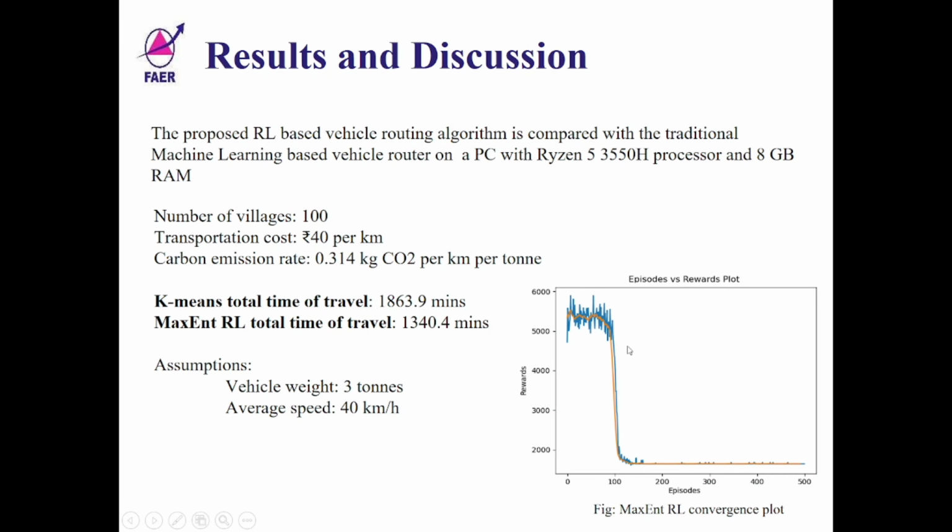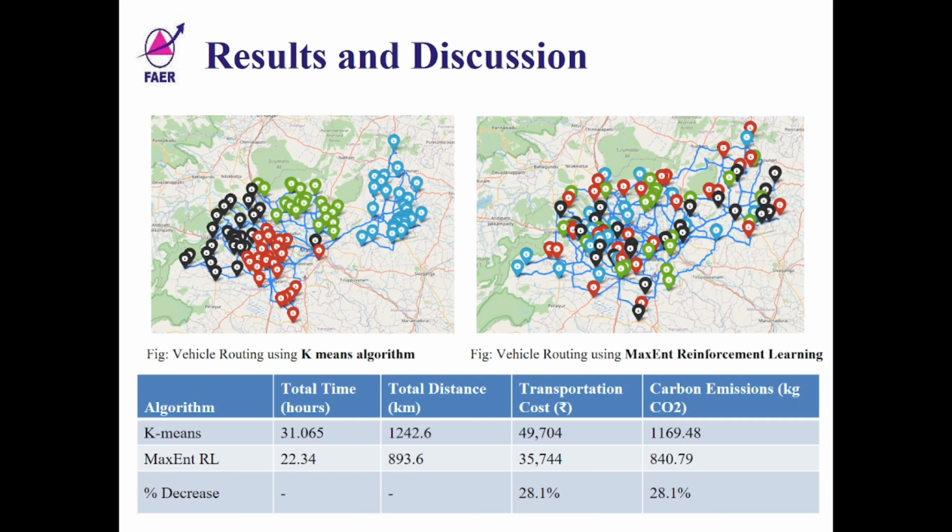Let us now talk about the results and discussions. We have calculated the route for 100 locations using different algorithms: the K-means algorithm, which is heuristic in nature, and the maximum entropy reinforcement learning algorithm, which we have designed. By comparing both the results, we can see that the total distance is reduced from 1,242 kilometers to 893.6 kilometers, and the total travel time is reduced from 31 hours to 22 hours, which is a drastic reduction in time.